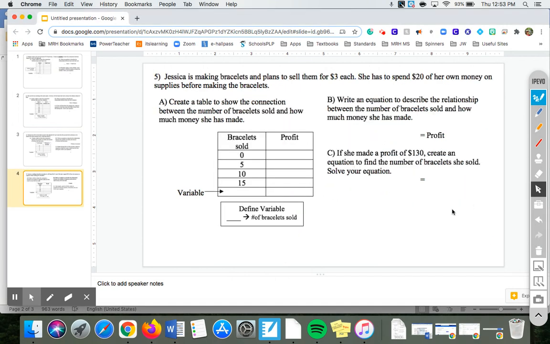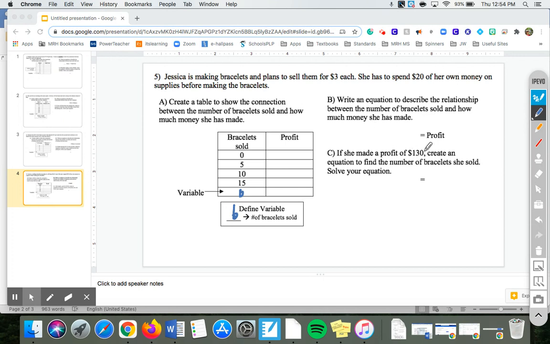Looking at the next problem here, it says Jessica is making bracelets and plans to sell them for $3 each. She has to spend $20 of her own money on supplies before making the bracelets. So we will say that B represents the number of bracelets. B is our variable, and it represents the number of bracelets that she has sold for $3 a piece. She had to spend $20 of her own money. So she's essentially starting in the hole. That's kind of a hint for you.